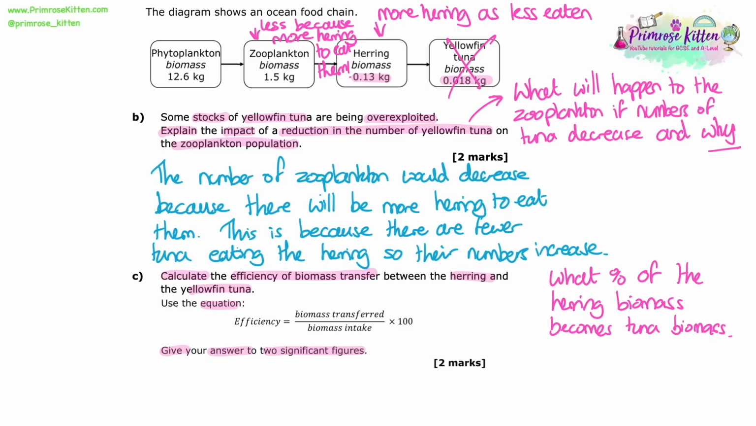So biomass transfer is always going to be the biomass that was actually transferred, or what you get at the end. In this case with the tuna, it's going to be the biomass that they have, divided by how much they took in, the biomass they took in from the herring, which is the 0.13, and then we times that by 100. And that gives us 13.8. And so we have to do it to two significant figures, so we have to round up because 8 will round up to 14%.